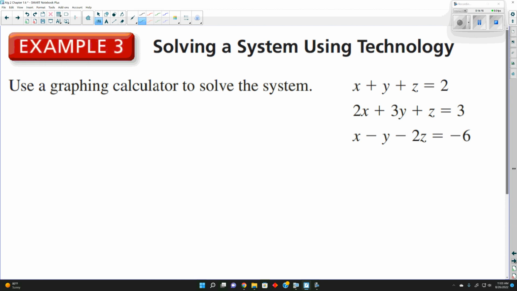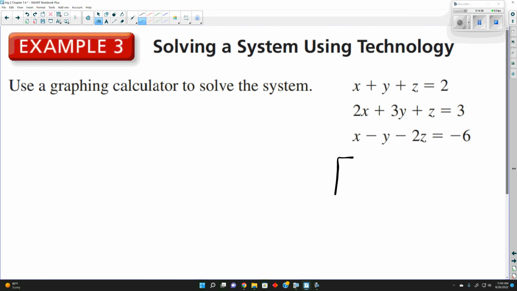Can you explain this? Put x plus y plus z. Now, we're going to go through doing this here. So the first thing we want to do is rewrite this as an augmented matrix.